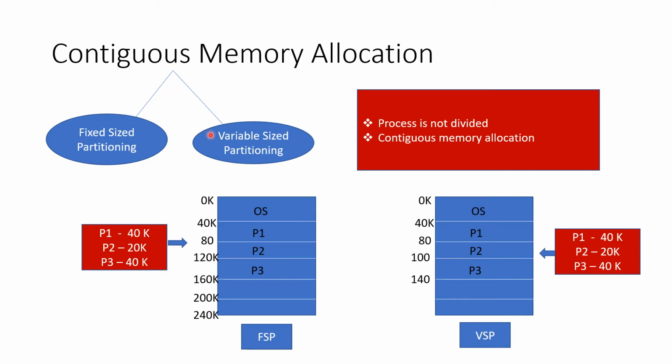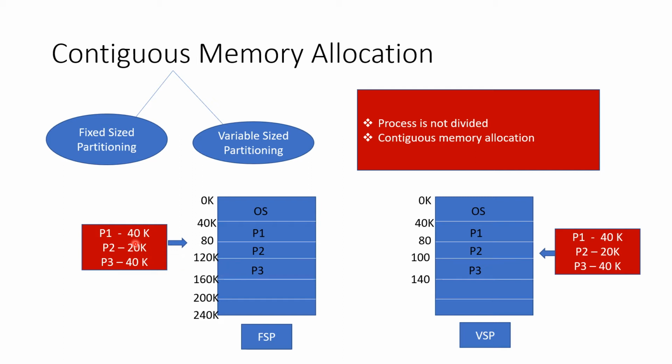As it is of two types, the process is not divided and there is contiguous memory allocation. This diagram demonstrates the fixed size partitioning, and this is variable size partitioning. These are the short forms: FSP means fixed size partitioning and VSP means variable size partitioning. Let's see, in this RAM some portion, like 40K, is allocated for the operating system, and the rest is partitioned. This memory is partitioned for different types of processes to be stored here.